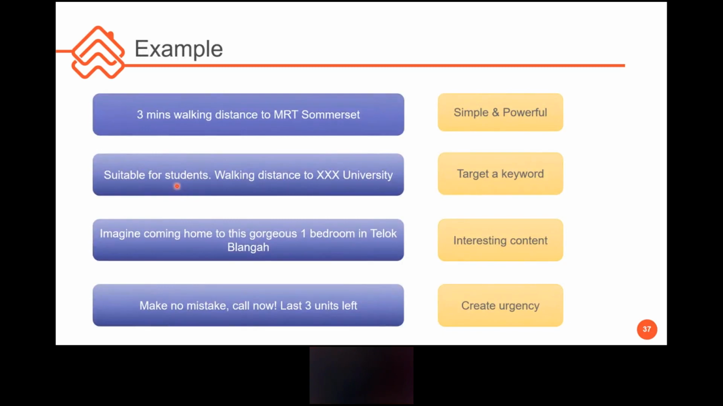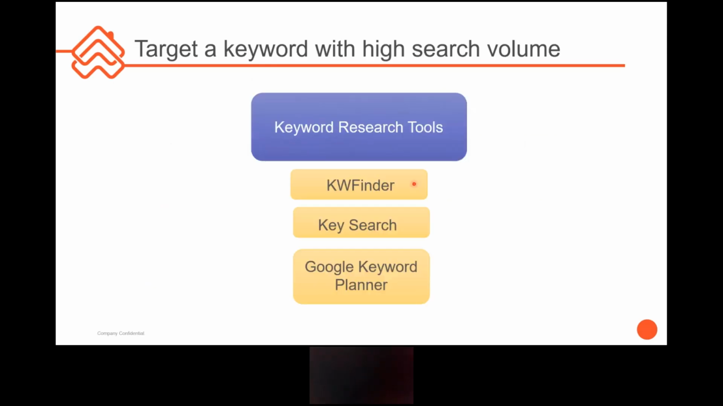These are some of the examples. 3 minutes walking distance to MRT Somerset, suitable for students, walking distance to this university. Imagine coming home to a gorgeous 1-bedroom in Telok Blangah, and so on. Right? So these are some examples, very straightforward, simple, but important information. When I say target a keyword with high search volume, there are many platforms out there that you can have a look at. For example, KW Finder, KeySearch, and Google Keyword Planner. You can use these websites to find out what keywords property seekers are looking for.